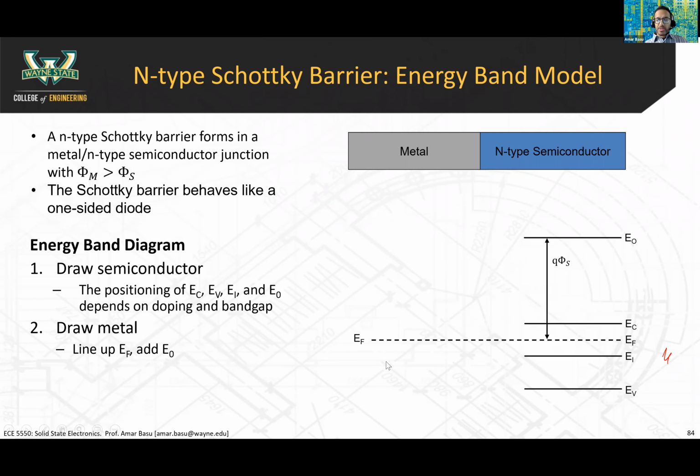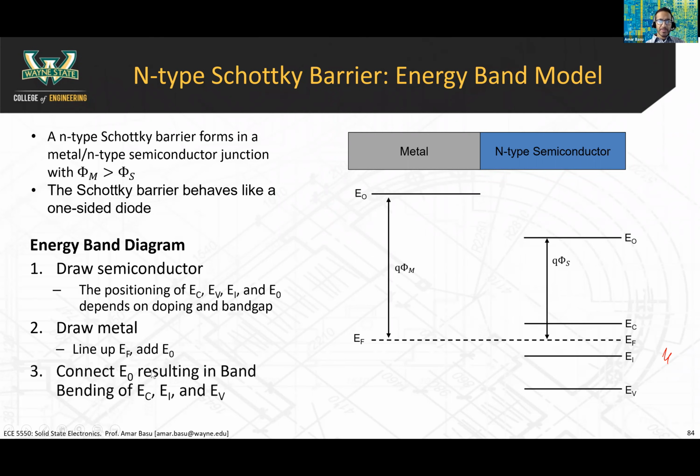The metal is going to have a certain work function associated with it, and we're going to line up the band diagrams. The Fermi level is the anchor that lines up the two sides of the band diagram. In this case, phi m is greater than phi s. So when we draw out the metal work function, we have to draw phi m as being larger than phi s. That's why our E0 is way up here, whereas with the semiconductor, it's a little bit lower. All right, so that's step 2.